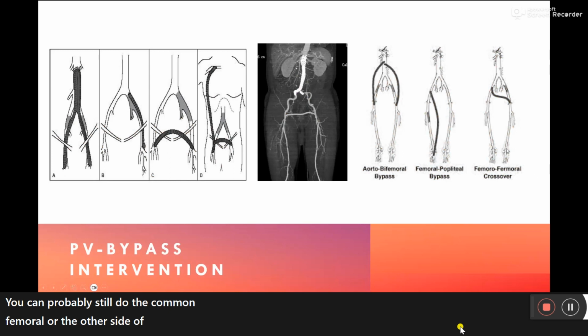If it's fem-fem, then hopefully, if the fem-fem is low, above the common femoral, then you can still get access up there. But at the end of the day, check with your doctor. Hey, what's our access point? I saw this patient has this type of peripheral vascular disease, a peripheral bypass. What's our access point? What do you want me to prep? They'll let you know exactly where they want you to prep. Big thing is, do not stick a peripheral vascular bypass graft, ever.